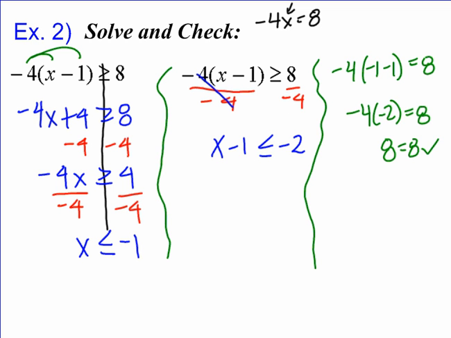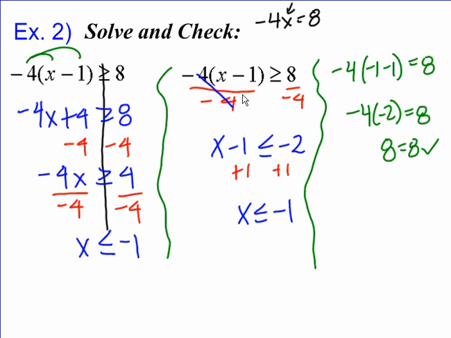Okay? And then to get that x alone, I would just add 1 to both sides and find out that x is less than or equal to negative 1. And again, we got in the same place. Less work. I still did it in 2 steps, but I had to distribute first, so that's really 3 steps here. So it's up to you which way you want to do it.